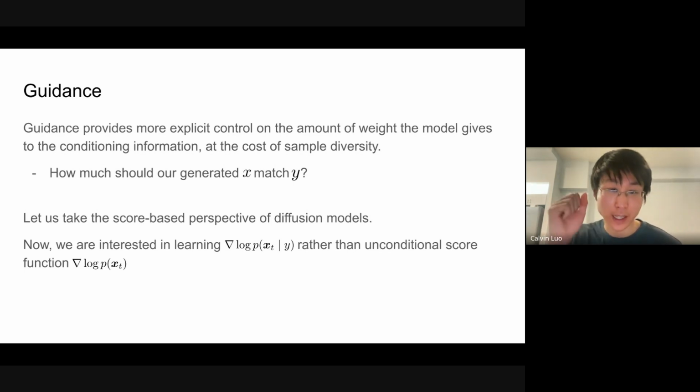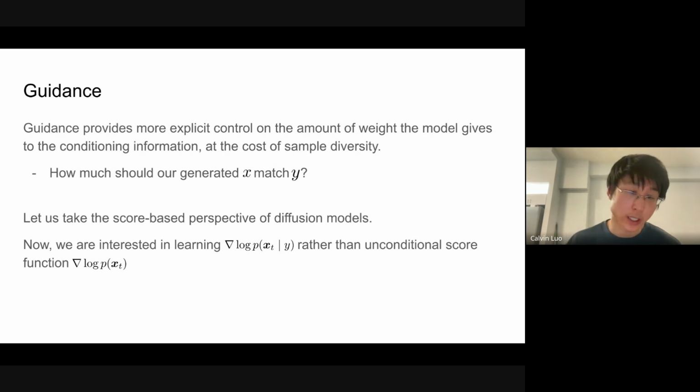It wants to give us a lever which we can manipulate such that maybe when we increase some term, our output generated X heavily respects Y, or maybe if we don't care about Y too much, we can also decrease it, but it wants to give us control. So let's take the score-based perspective of diffusion models to try to explore the concept of guidance.